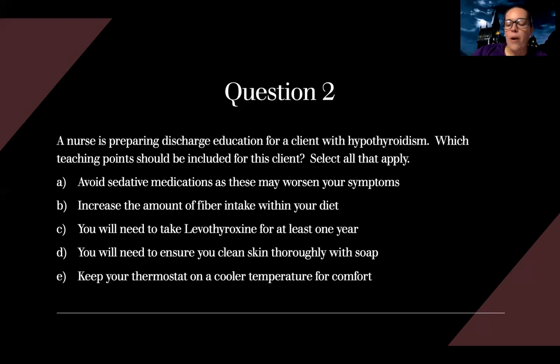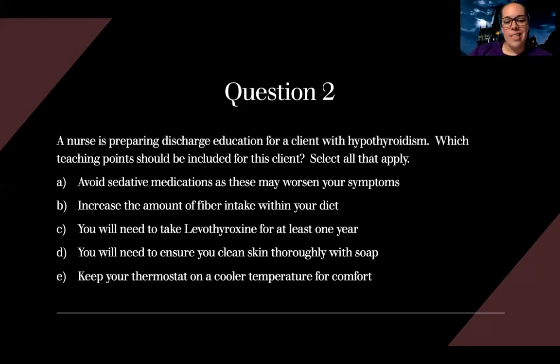It says increase the amount of fiber intake within your diet. Well, this seems kind of like an off-the-wall thing to ask, because it seems like, man, you've got hypothyroidism, you've got a lot bigger problems than your fiber intake. But if I just said everything's low and slow, I wonder if that includes their gastric motility. And spoiler alert, it does. So they do have constipation really commonly with hypothyroidism. So increasing the amount of fiber in their diet, that sounds like a good thing. So I'm going to go with yes.